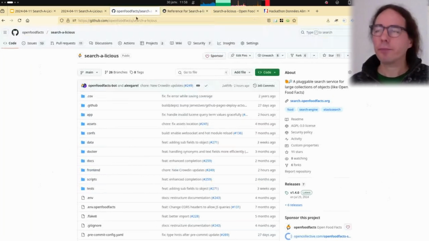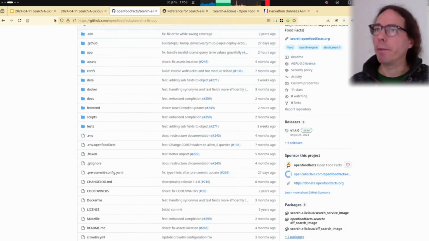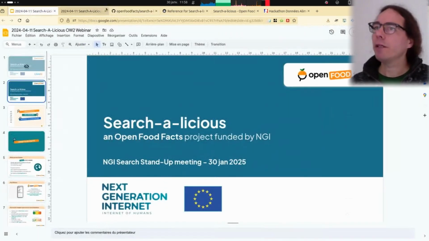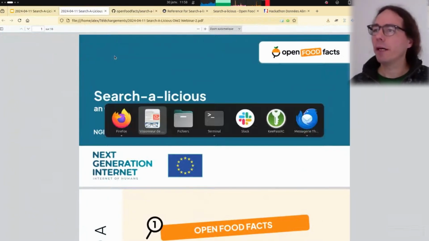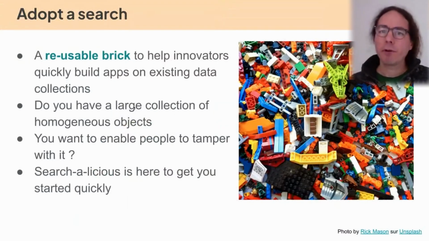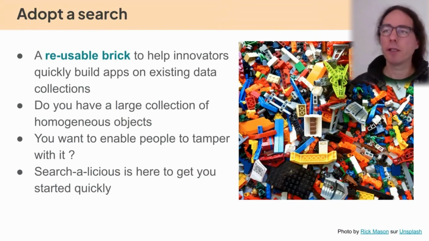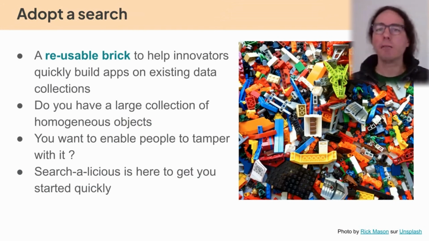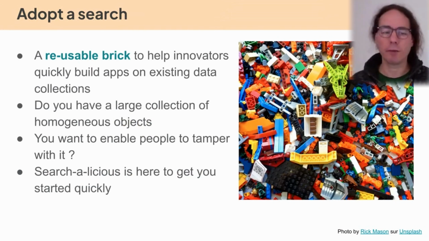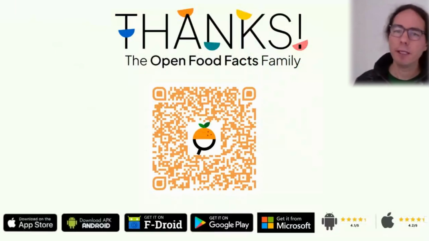You can see here the GitHub project. It's OpenFoodFacts search issues, and lately we didn't have the time to really make progress, but we will in the coming months. It's not yet deployed largely in production for every user, but we are really looking into it, so it will come soon. It's very important to our project. That's it. Thank you so much.